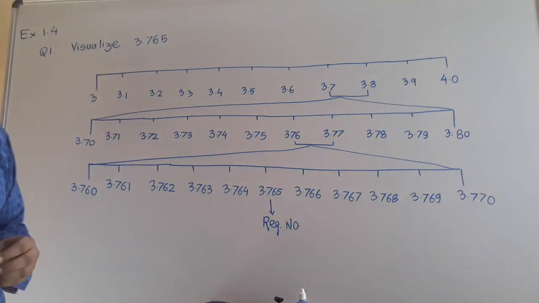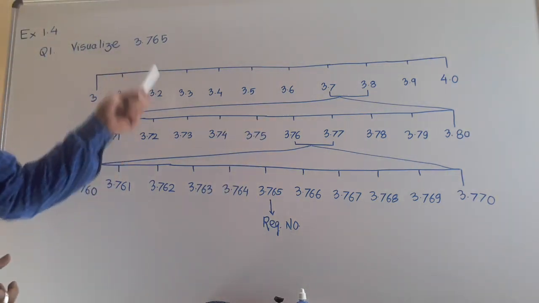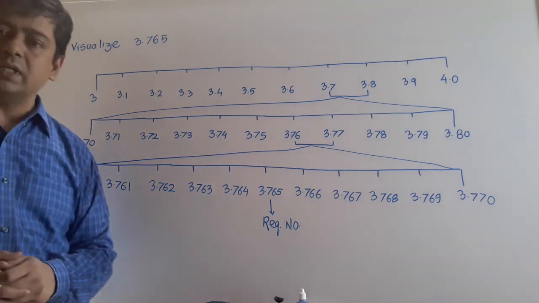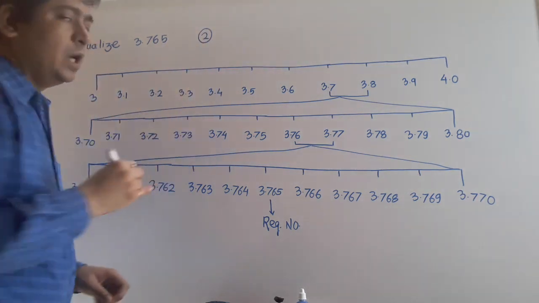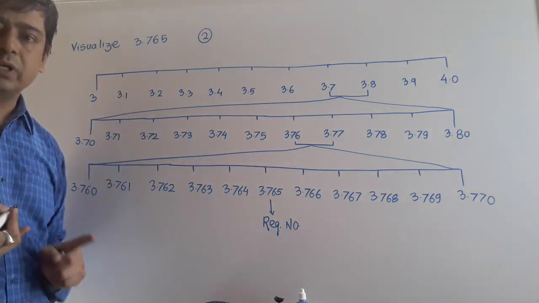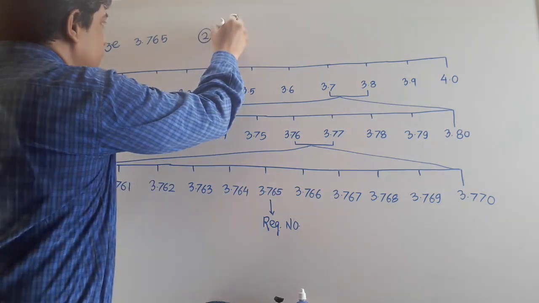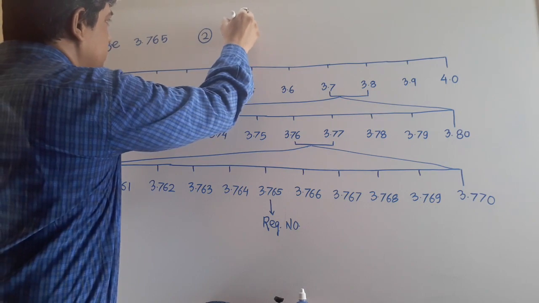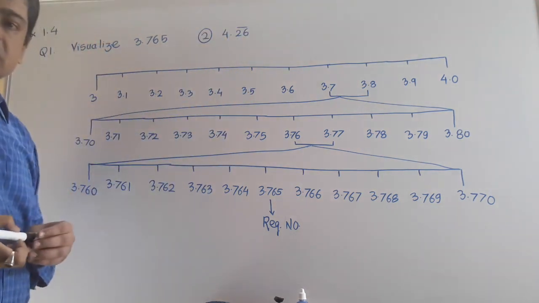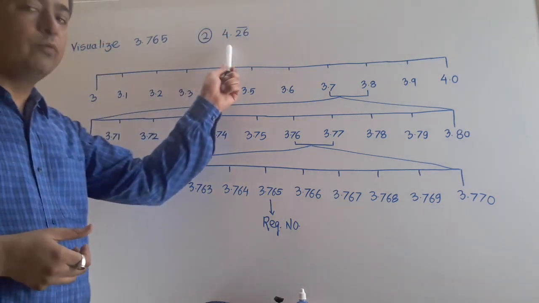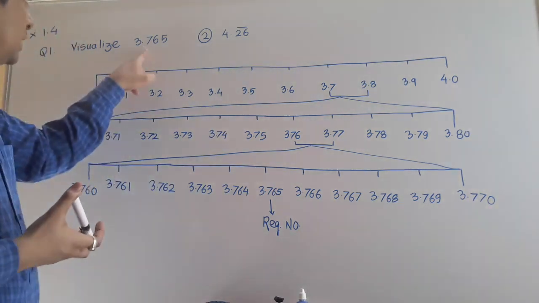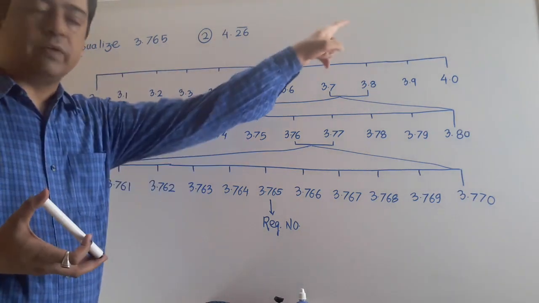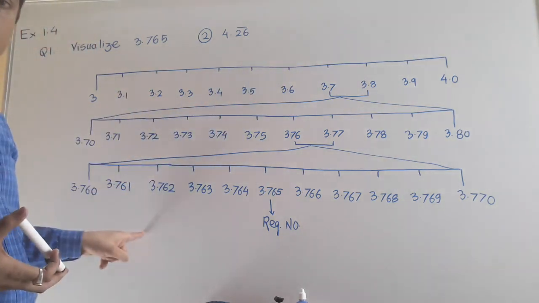3.765. Okay. In the next question, in the same manner you have to do the next question. The second question is given. I will show you how you need to do it, then you do it on your own. 4 point we have been given 26 bar, and they are saying you have to visualize this number up to 4 places of decimal. So 4 places of decimal means here 3 places were coming. We need to go a little further. You have to draw one more number line there.